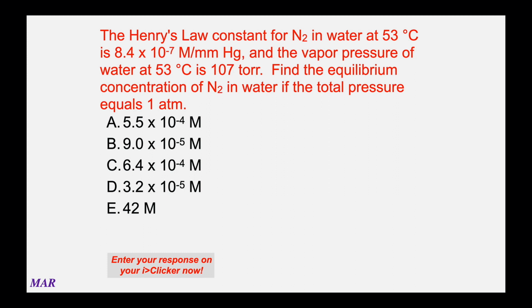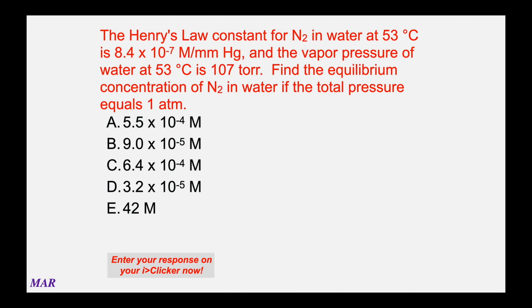All right. Now the 107 torr number is going to be important. That's the contribution of water's vapor pressure to the total pressure. And remember, the total pressure is 1 atmosphere. So see if you can use all this information to find the right answer. I recommend pausing the video, working on the problem, and when you're ready to talk about the answer, unpause it. We'll talk about it. Pause your video now.